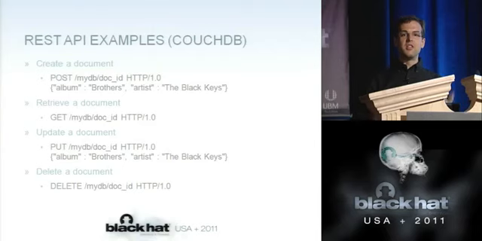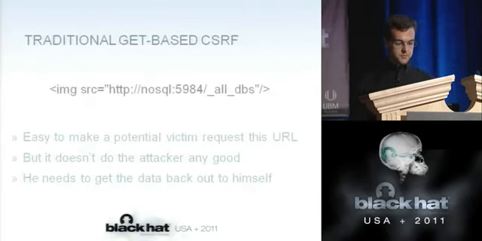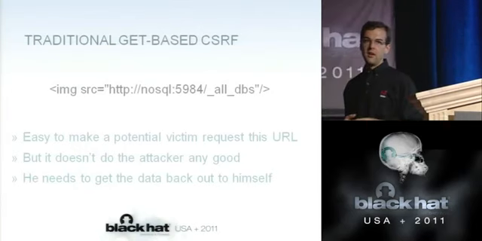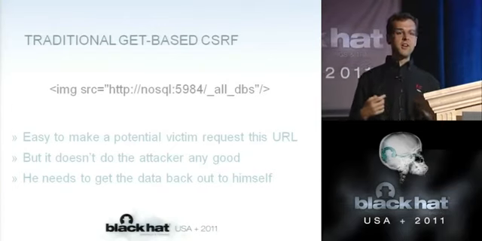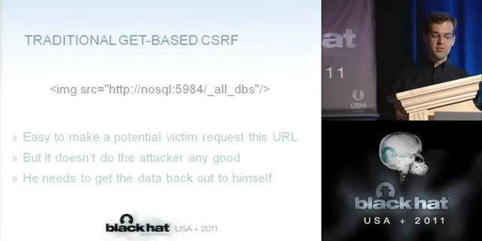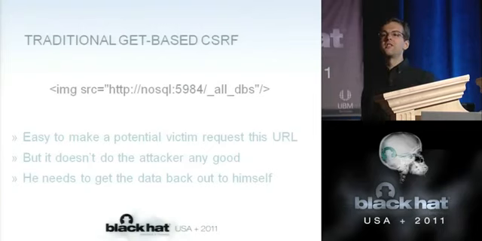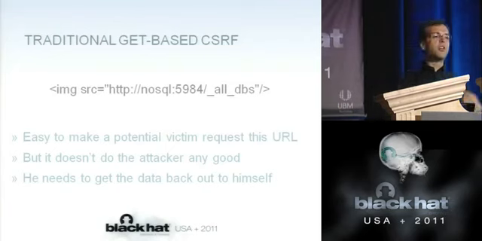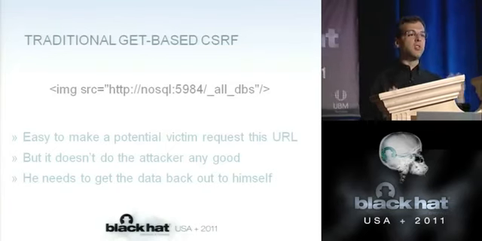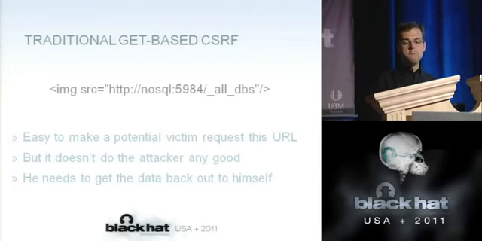because that's the hot thing to do, to steal all the data out of somebody's database. That's where all the juicy info is that we can go sell. So how could we do this? The traditional way of performing a get-based CSRF is through image source tags. So I'm going to create an image tag, and the source is NoSQL 5984 all DBs. I will package this up in an email and hope you open it, or I will put it on my own page and lure you to visit it through some kind of social engineering attack. And then when you do that, you'll go make the request.